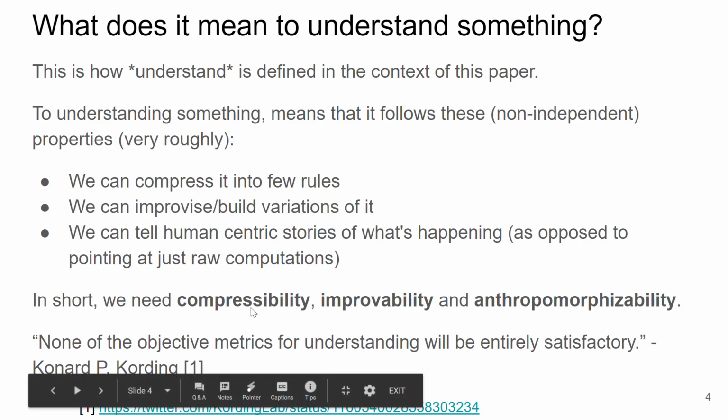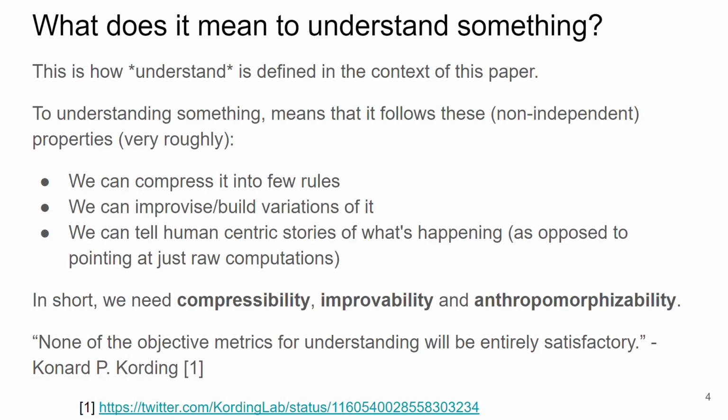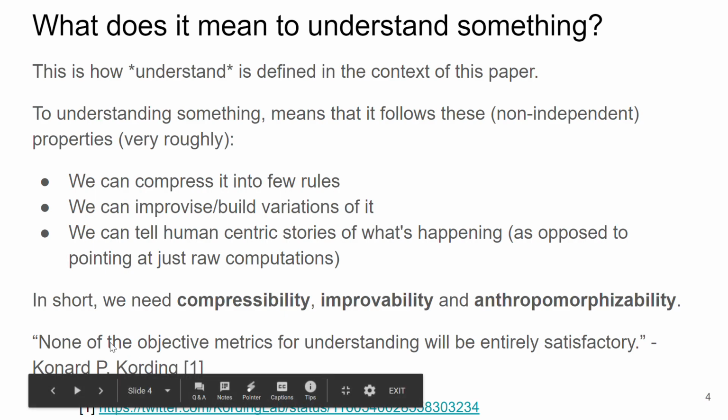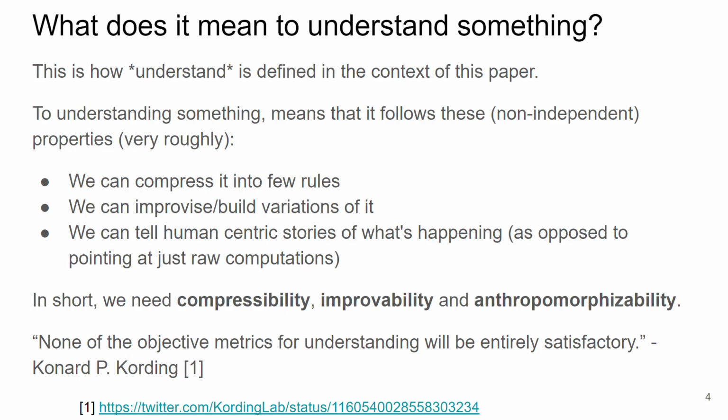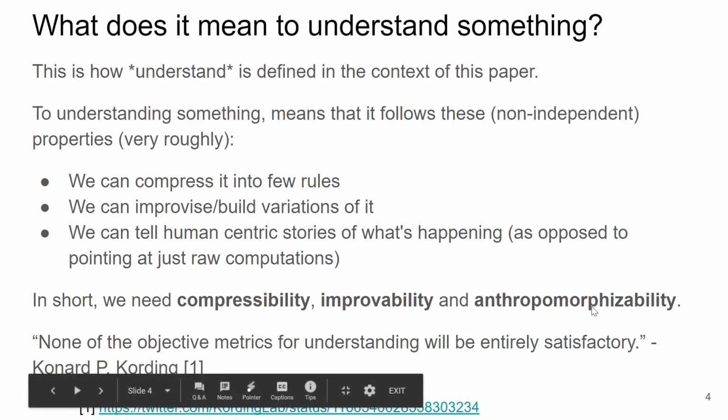And again, all of these are words in English. People use them differently. People might not agree on what is compressible and what's not. These are all very subjective words, and I also tweeted to Konrad asking him if he had a more objective definition in his mind when he was talking about it in the context of this paper, and he responded saying, "None of the objective metrics for understanding will be entirely satisfactory." So I think even he doesn't have a mathematical definition for objectivity. We're still using human words, but we're just decomposing it into specific principles so that we have more consensus.